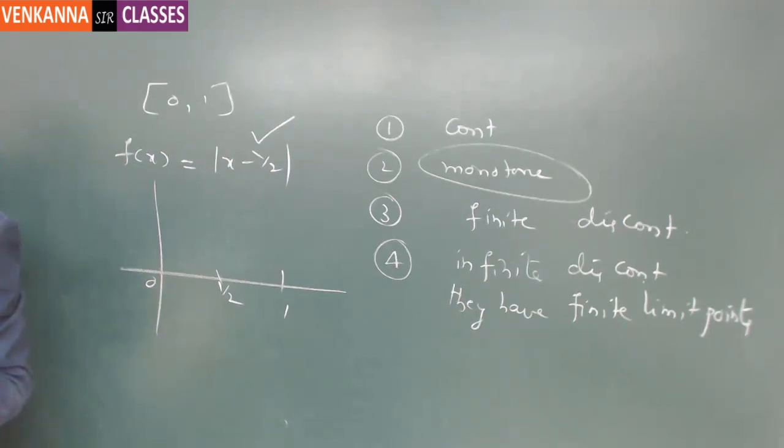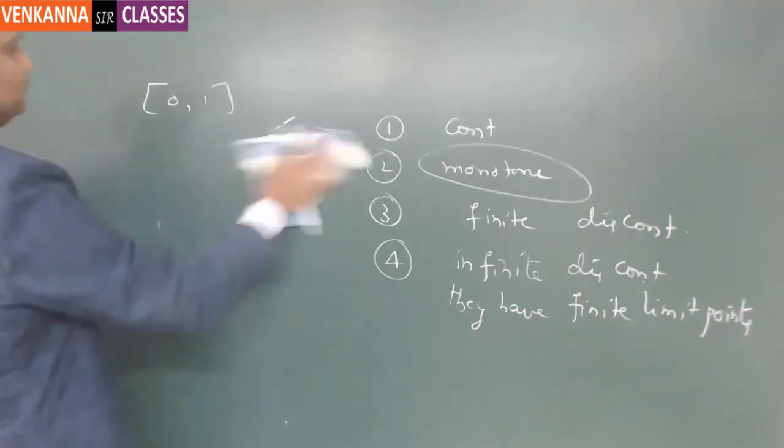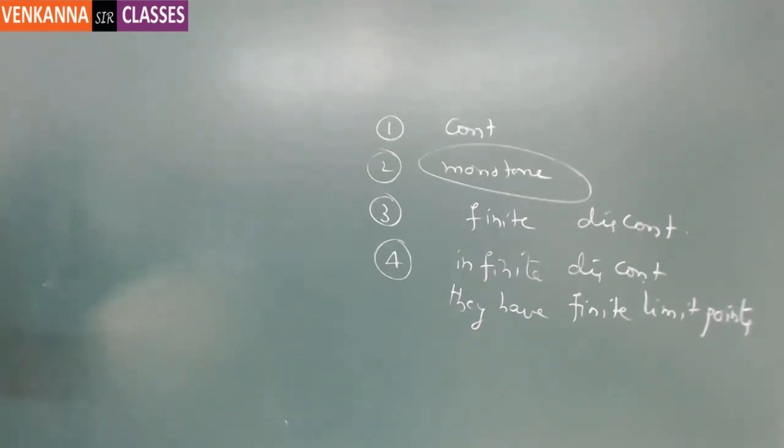Is that clear? If you want an example, give an example of a function which is not monotone but Riemann integrable. Next, infinite discontinuous points having finite limit points. I will elaborate on that point. For this, we have already done a problem, while discussing continuities and discontinuities, where we defined f(x) like this.